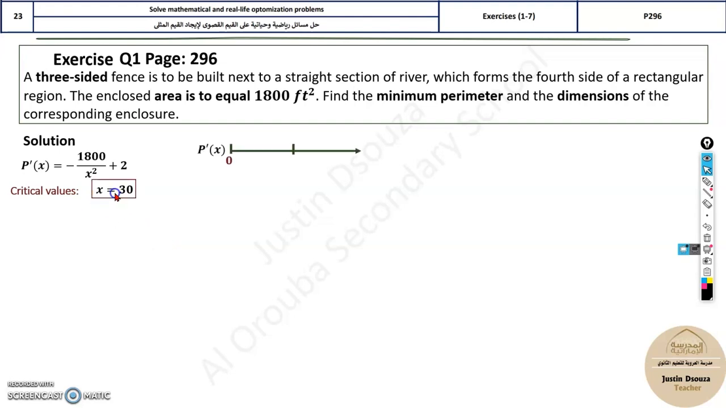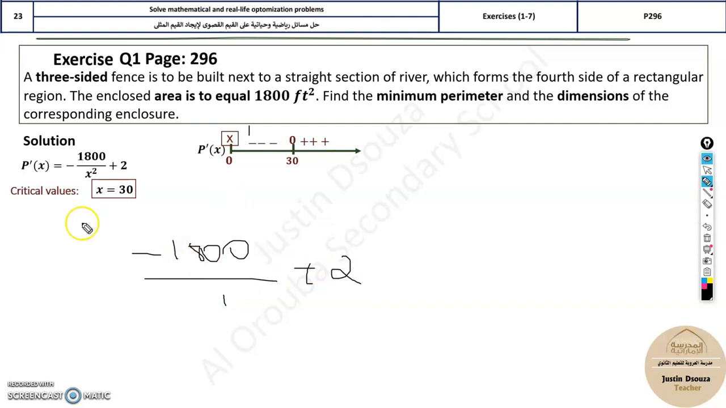So now one thing, the critical value is 30, so we can write this and take a test value, which we have done before. So less than 30, greater than 0. I'll take 1. Why 1? Because it's easy to calculate, isn't it? So minus 1800 divided by 1 plus 2. Obviously, this is dominating, the value will be negative. Over here this is negative, okay?